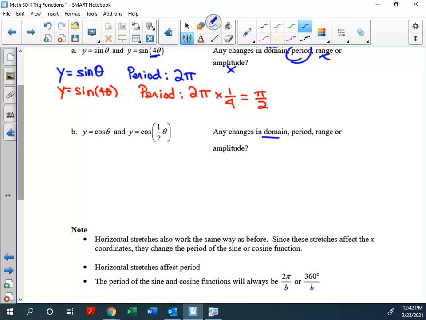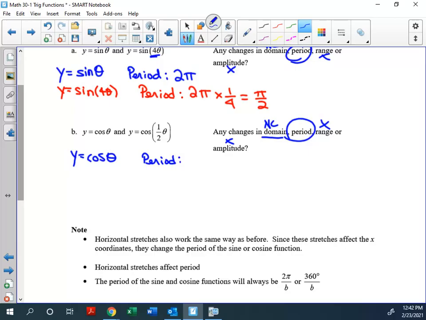Okay, the domain kind of gets changed by this, but because it's infinite, no, not really. So we're going to say no change. We are starting to get this idea of a period as a horizontal measurement, so that will be affected. But range and amplitude don't move, because that b affects the x. All right, guys.